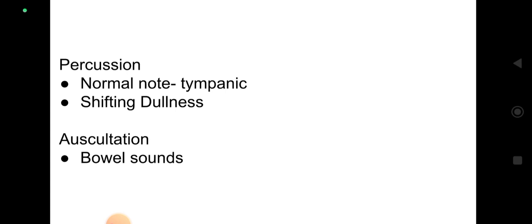The normal note of abdomen percussion is tympanic. Percussion is useful in confirming the enlargement of liver and spleen and detecting fluid in the peritoneal cavity. Shifting dullness is a sign of moderate ascites and can be absent when the ascites is tense. The bowel sounds are heard in auscultation in iliac fossa.